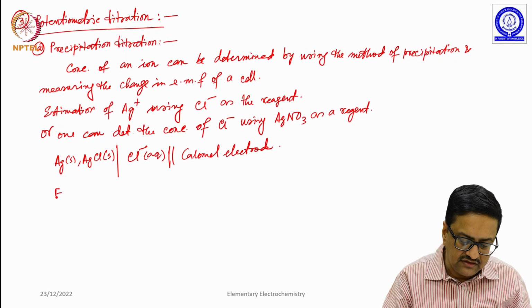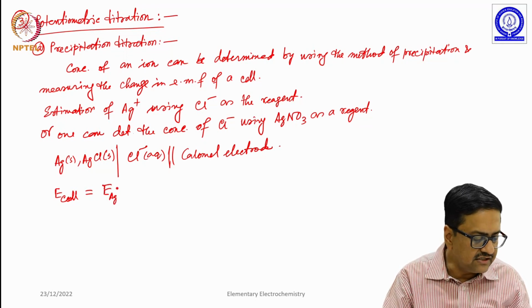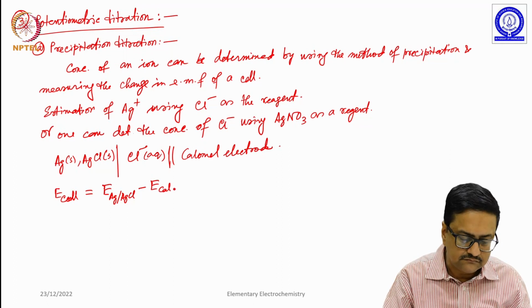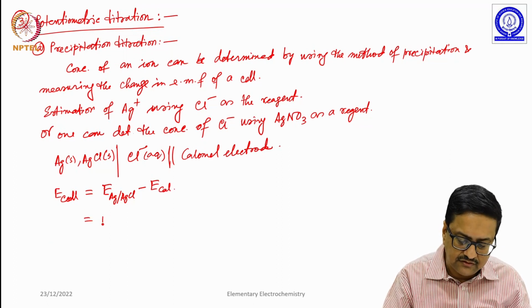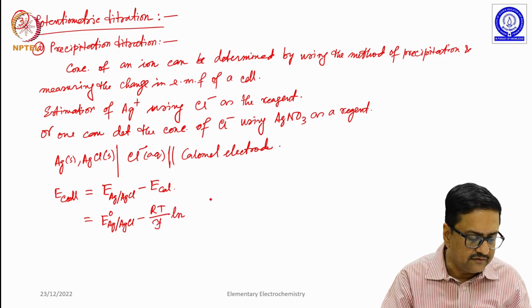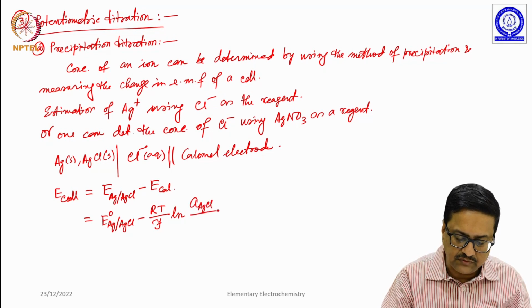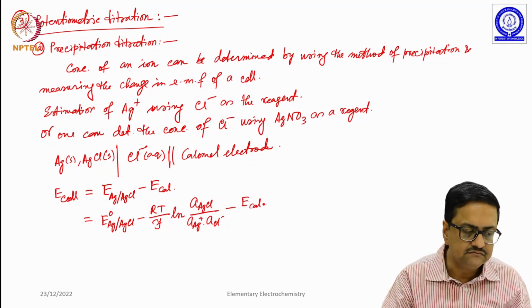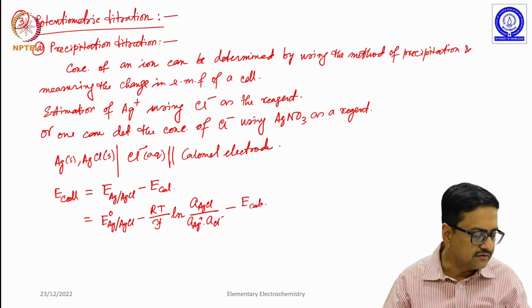So, the E cell or EMF of the cell is nothing but E of AgCl minus E calomel, or one can write E0 AgCl minus RT by F ln activity of AgCl divided by activity of Ag plus into activity of Cl minus, minus E calomel, right. Calomel electrode is a standard electrode.